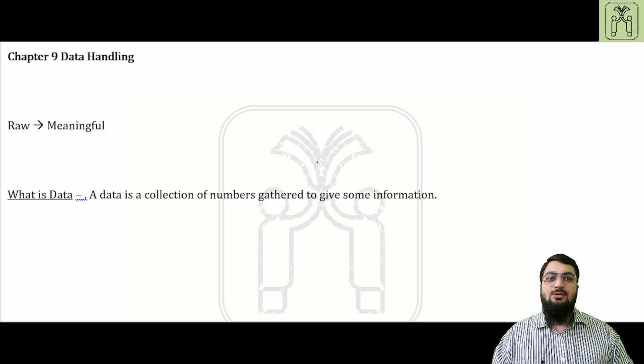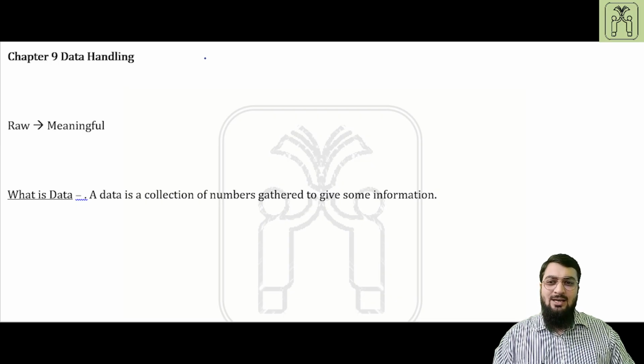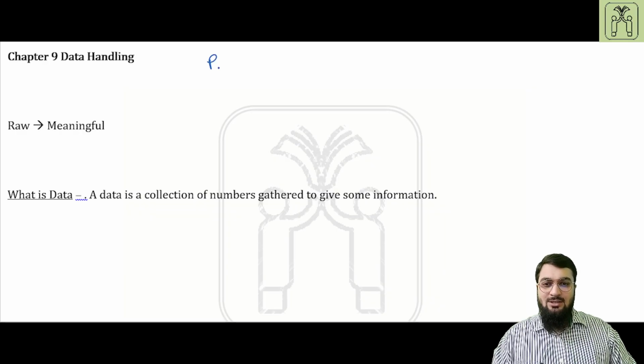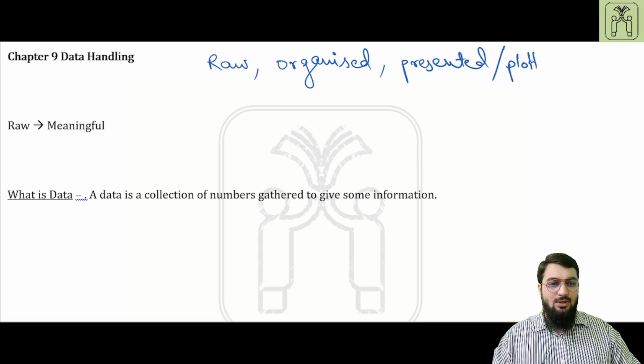Okay, so data handling. First of all, I would like to ask the students, if I ask you what is data, what will you say? Obviously, data will be anything that is accumulated as information or raw information. It can either be raw, it can be organized, or the next stage is presented or plotted. So data can be in any of these forms.